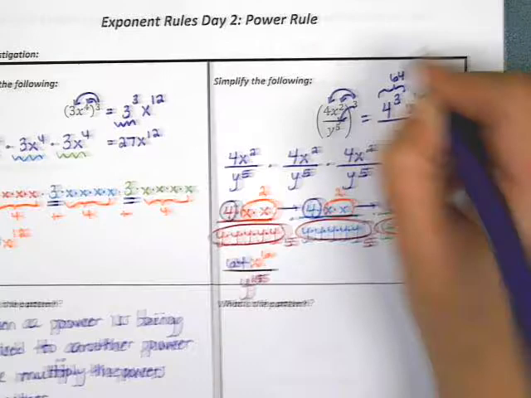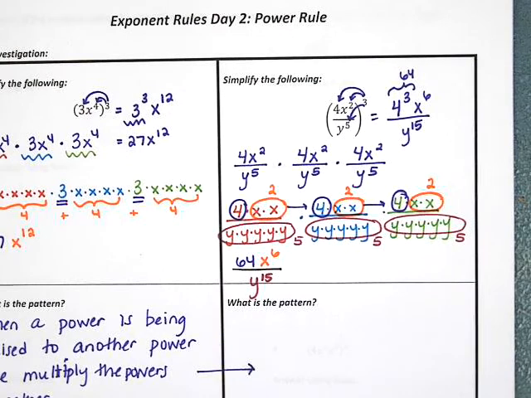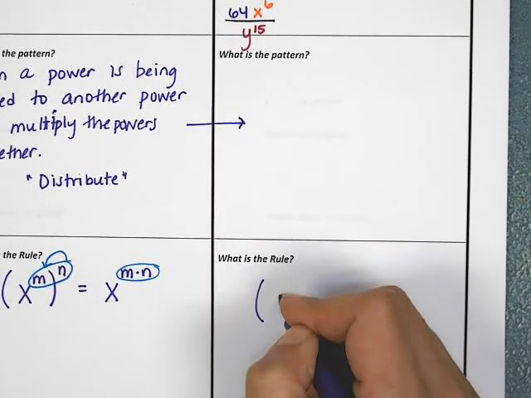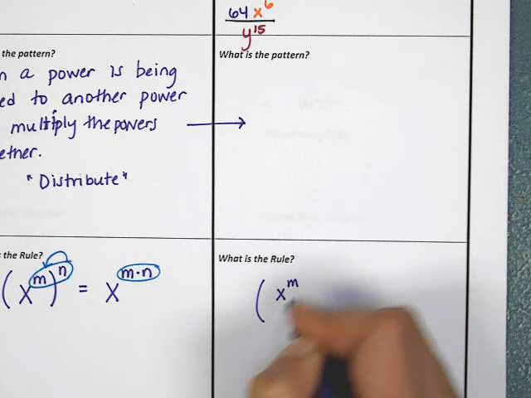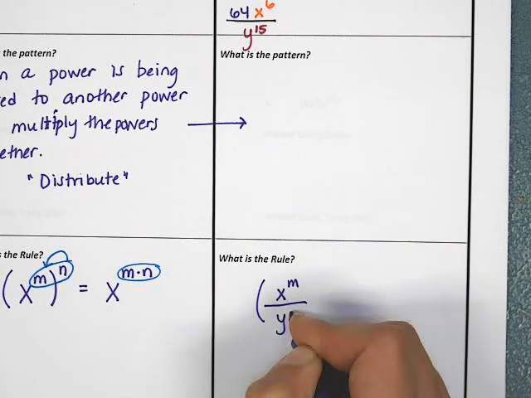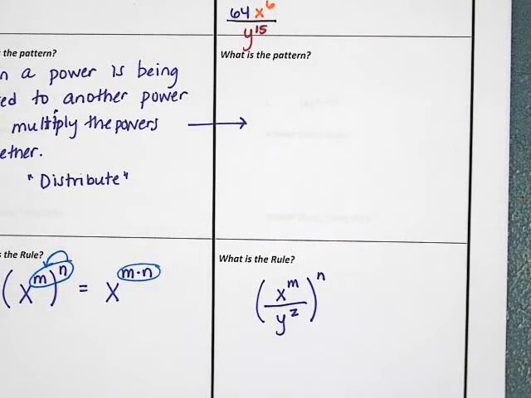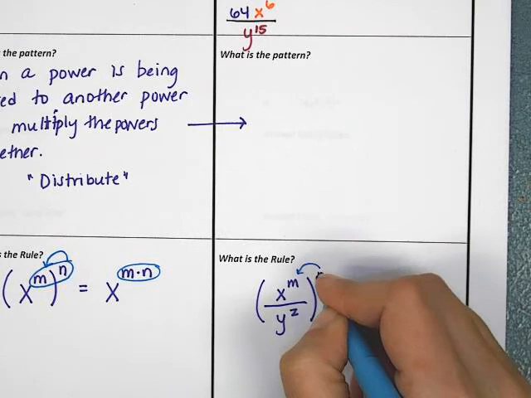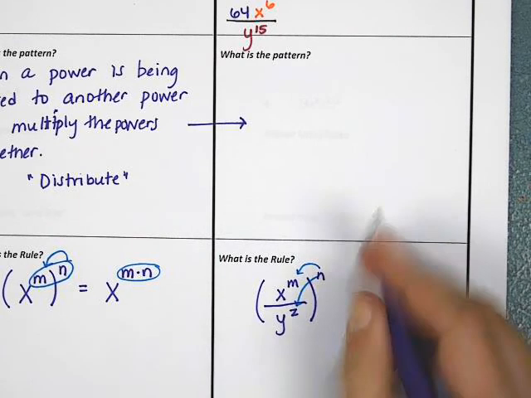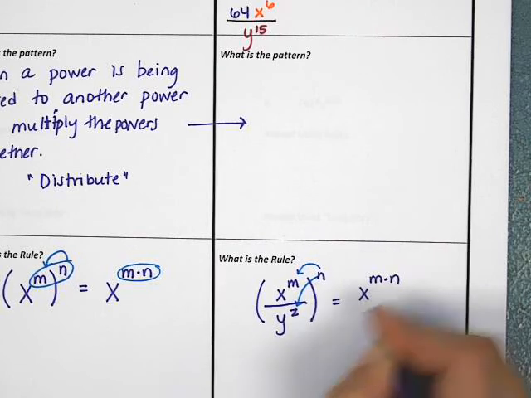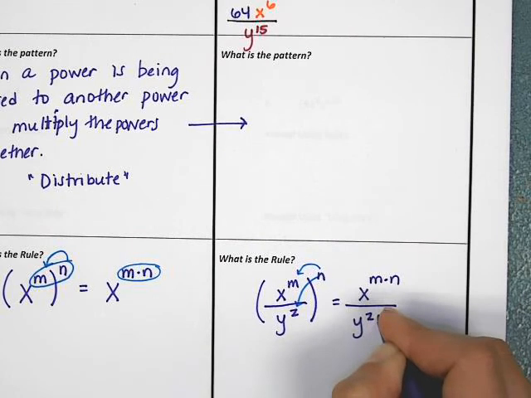So rather than write the whole rule out again, we're just going to say it's the same rule that we had before. It's just that it even works for division now. So if you have x to the m divided by y to the z, all to the nth power, you would just distribute that power to everything on the inside, and you would have x to the m times n over y to the z times n.